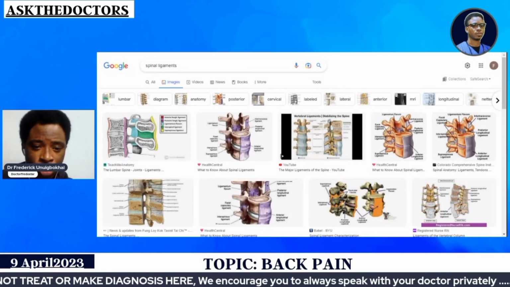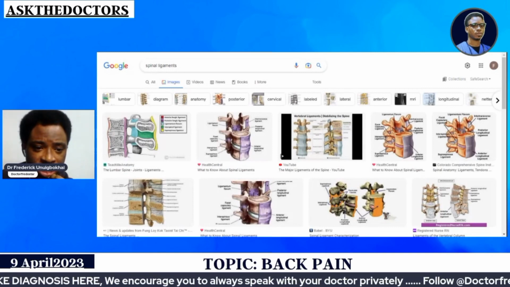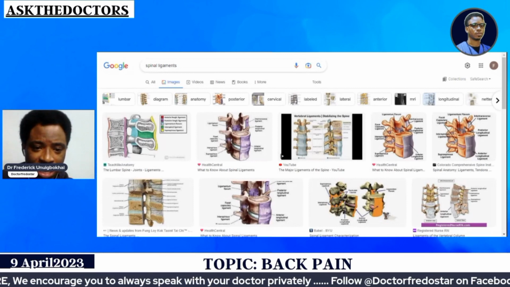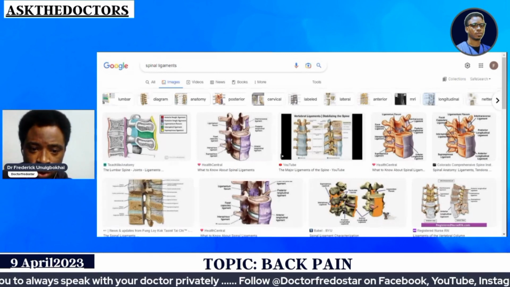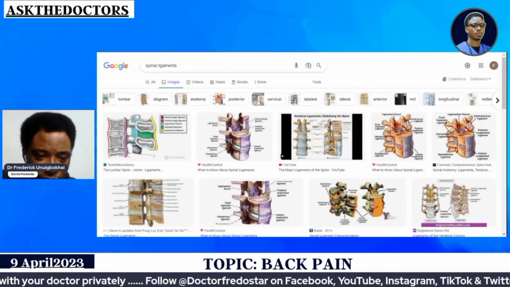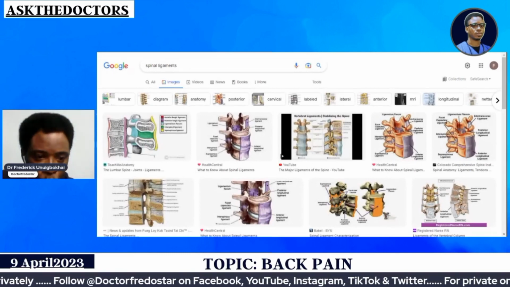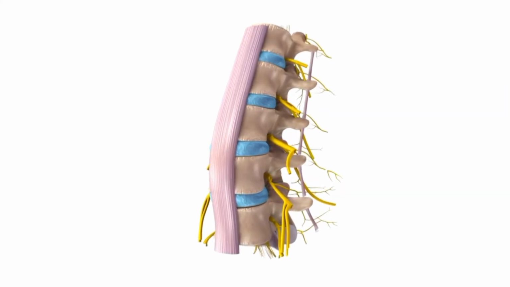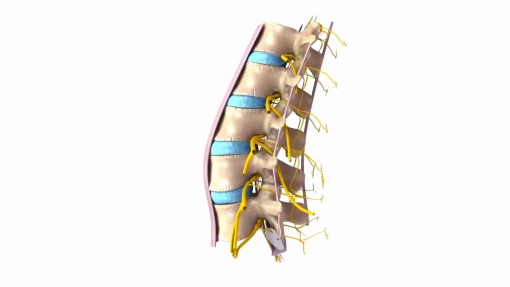You look very carefully on my screen right now. You see these things. You see these bones. These are like the bones in your back. You see these things here, the bone. Then we get ligaments. Ligaments, they join each bone to one another. You see them? They join one bone to another.